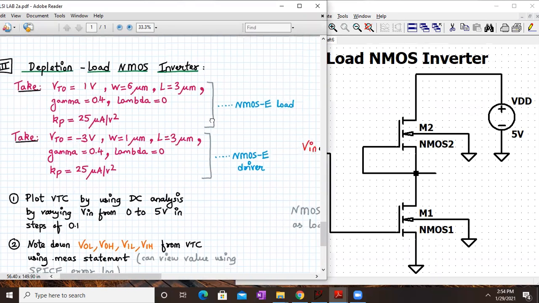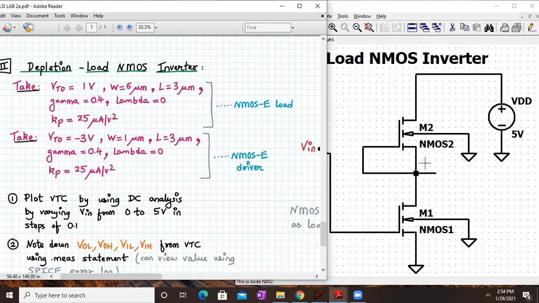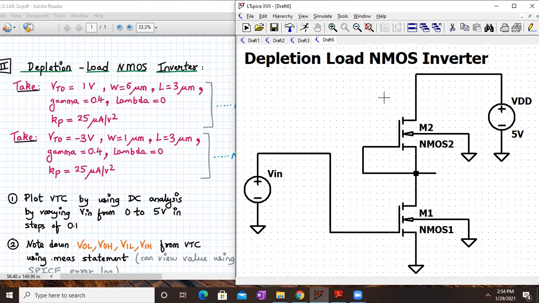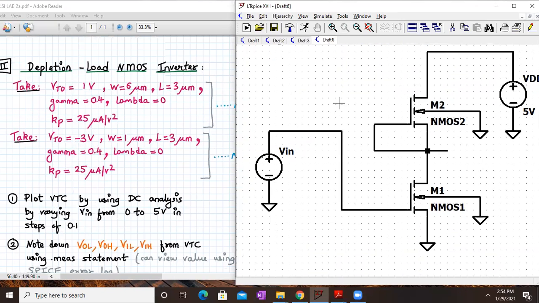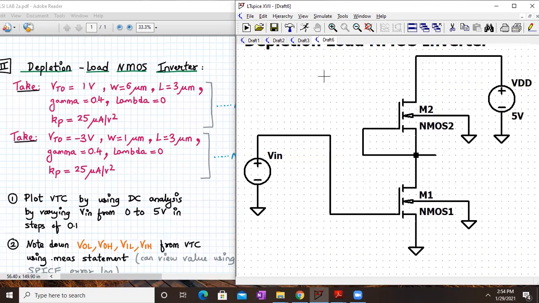So for the depletion NMOS inverter, the load over here is the NMOS only, but a depletion load. Now in our analysis, in LTspice, we don't have a depletion type load. So what we do is we give a very high value of VTO such that it becomes a depletion load. Okay. So let's write down the values of NMOS 1 and NMOS 2.